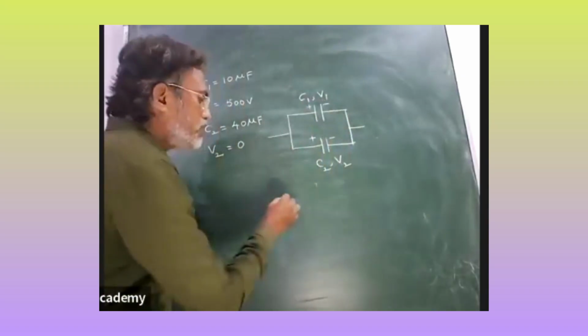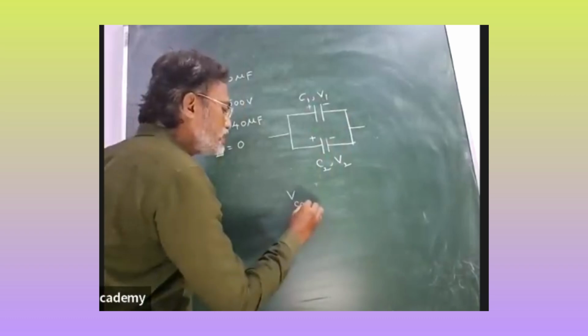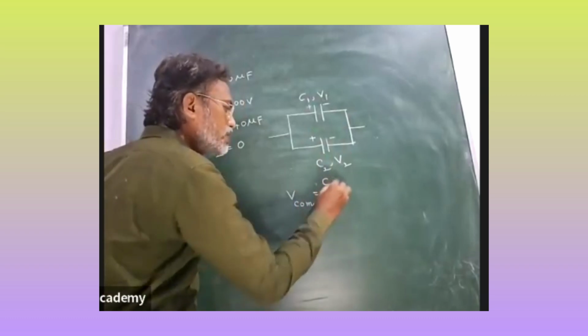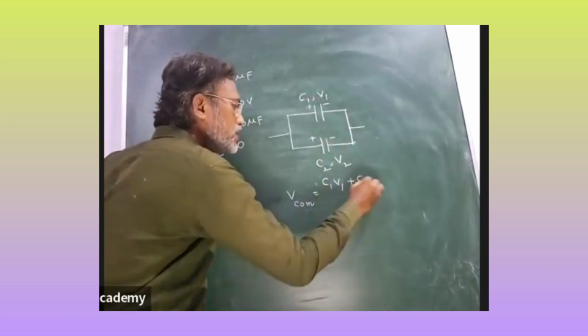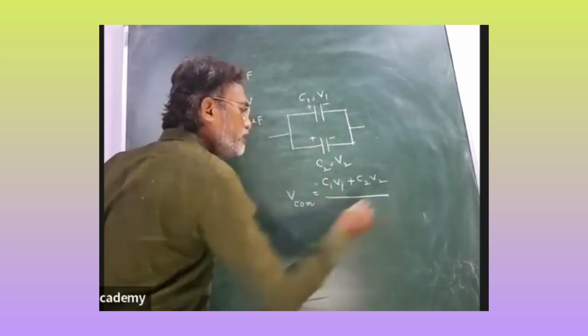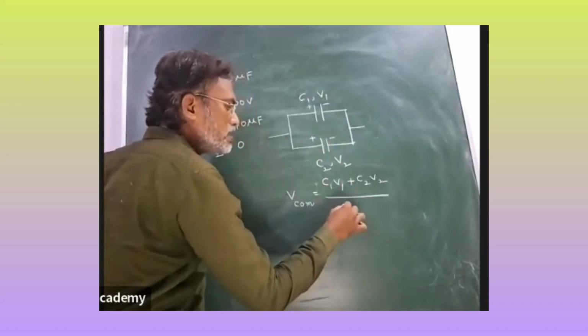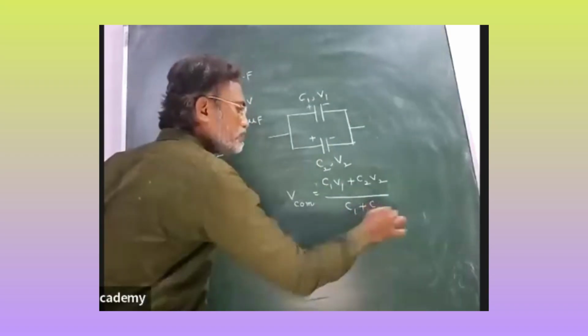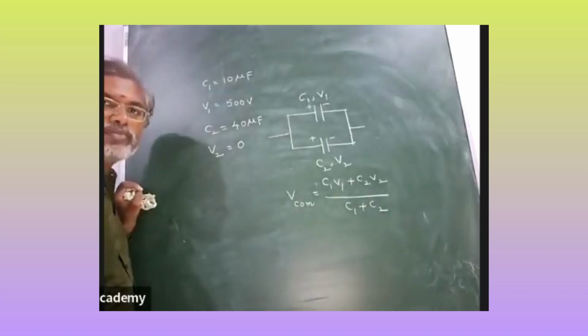Then at that moment, here we consider that V common is equal to C1 V1 plus C2 V2 by C1 plus C2. This is the formula.